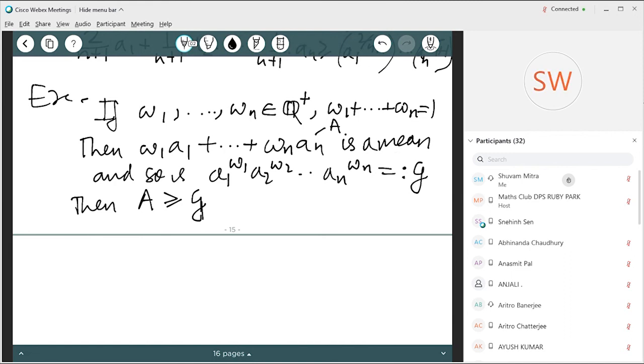We need to prove A is greater than or equal to G, and also that A and G are both means, that A and G lie between the maximum and minimum of A1 to AN. Where we will take A1 W1 times, then A2 W2 times, till AN WN times, and their mean, by the AM-GM inequality.